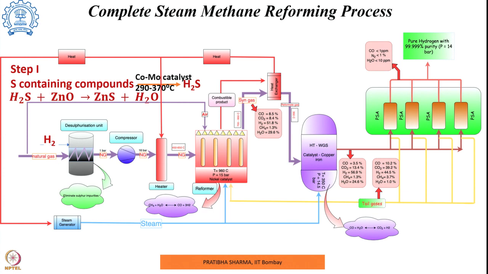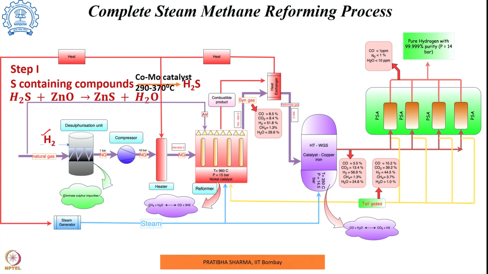In the first step, a small split stream of hydrogen from the product side is used for catalytic hydrogenation of sulfur containing compounds on a sulfur tolerant catalyst, which is cobalt molybdenum catalyst, at a temperature of 290 to 370 degrees centigrade, and that forms H2S. This H2S which is formed is scrubbed on a zinc oxide bed to form ZnS and steam.